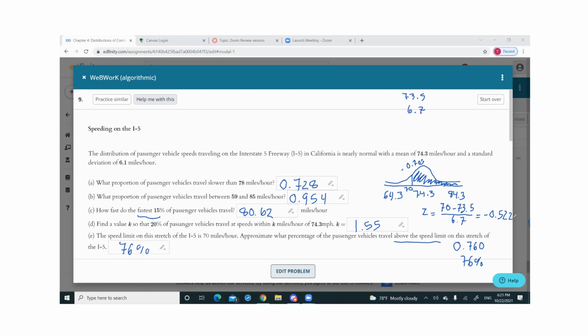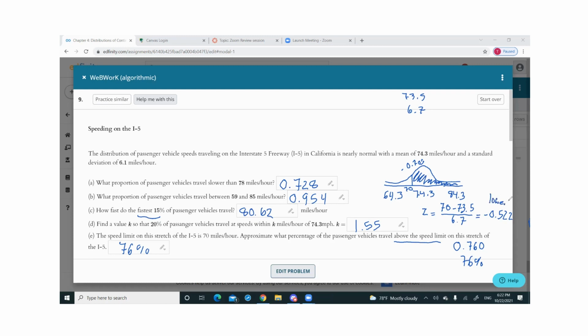So can you just try 70 minus 73.5? Just do that. And what do you get? Negative 3.5. Okay. So now divide that by 6.7. Oh, here you go. Negative 0.522. Okay, that's what you're supposed to get. That's your z-score. That number is going to be your lower.